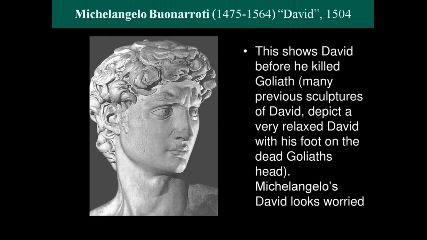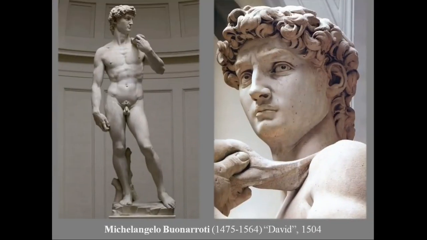So David was created by Michelangelo in 1504. It depicts David, the hero from the Bible, the young king, or in this case the future king, before he killed Goliath. Many previous sculptures of David depict a very relaxed David with his foot on dead Goliath's head, and Michelangelo's David looks really worried. So here he is. We notice that he is extremely concentrated because he is going to fight in just a few moments.